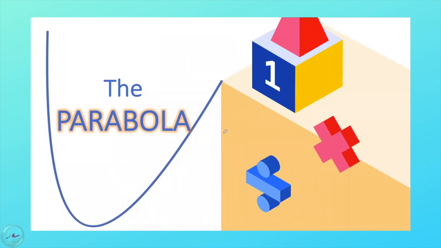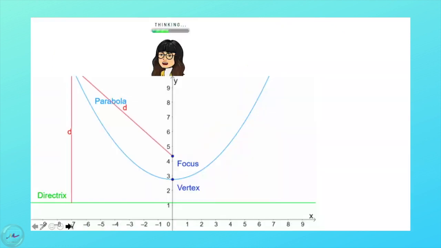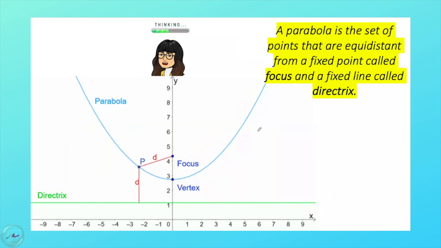In this video, we are going to talk about the parabola. Pag-uusapan natin yung definition niya and of course yung marami niyang parts. So first, I would like to introduce to you its definition. A parabola is the set of points that are equidistant from a fixed point called the focus. So it's here. And a fixed line called the directrix. So ito namang green line.